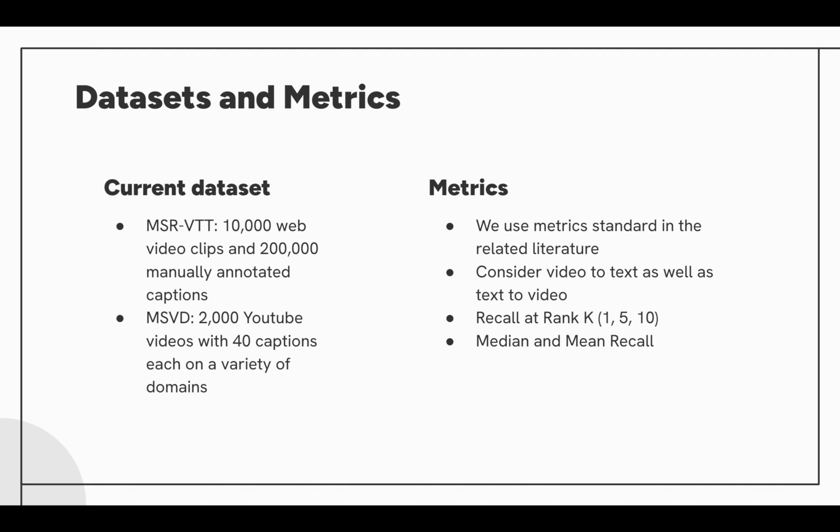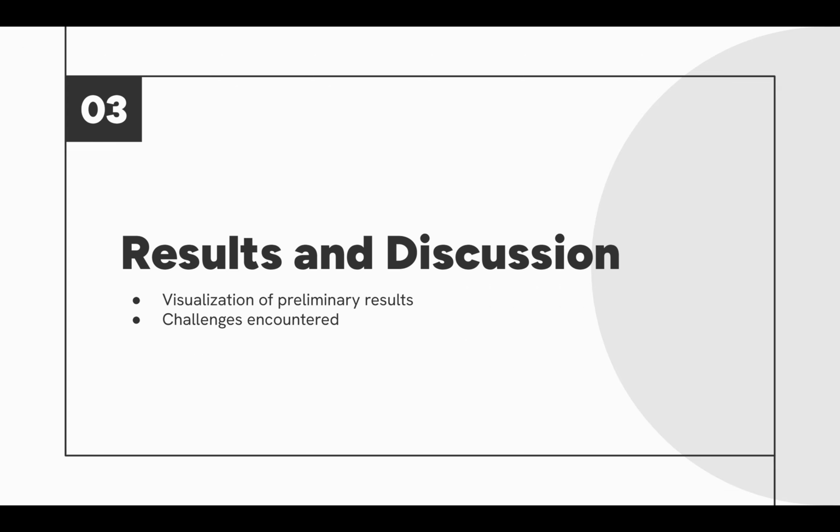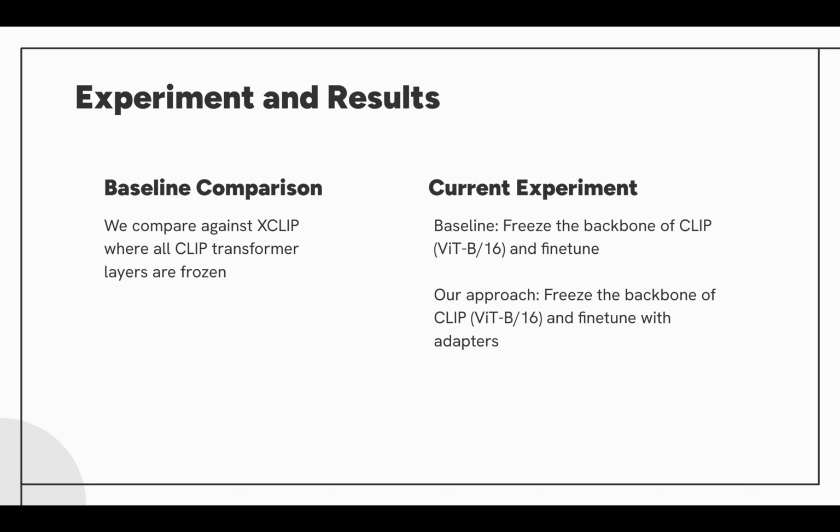We consider video to text as well as text to video retrieval. We calculate recall at rank K for 1, 5, and 10, as well as median and mean recall. So next, I'll talk about some of our results and a discussion of them. We compare against X-CLIP, where all CLIP transformer layers are frozen, and for our approach, we freeze the backbone of CLIP, and then we fine-tune with adapters as well as the additional X-CLIP method.